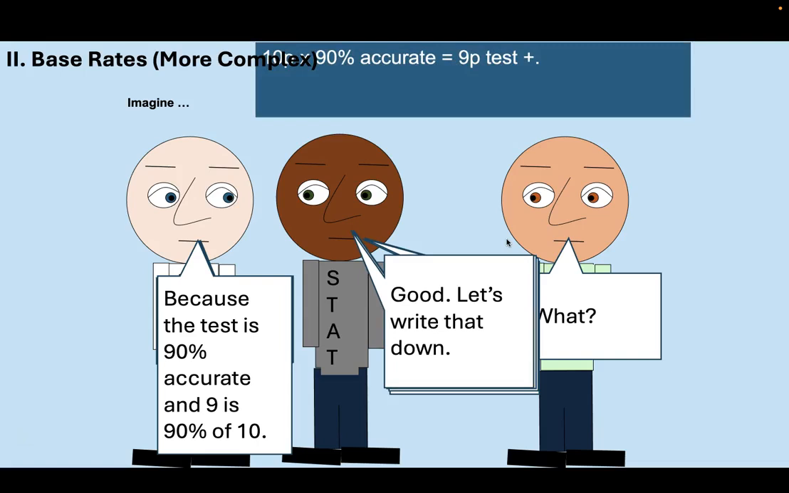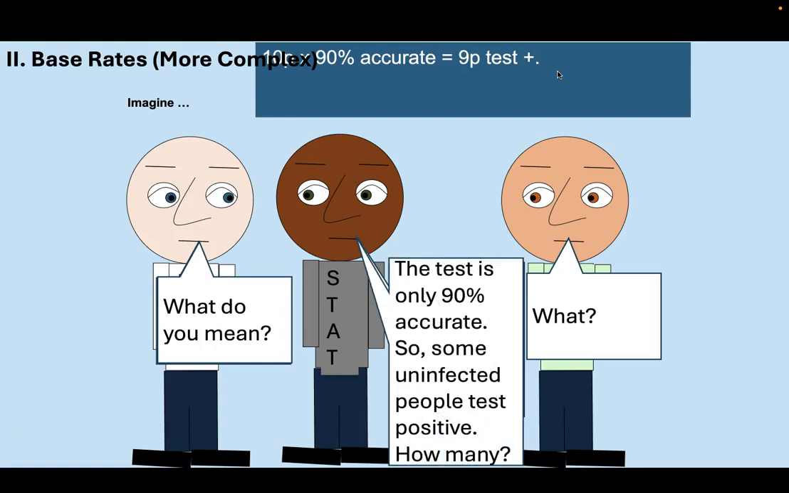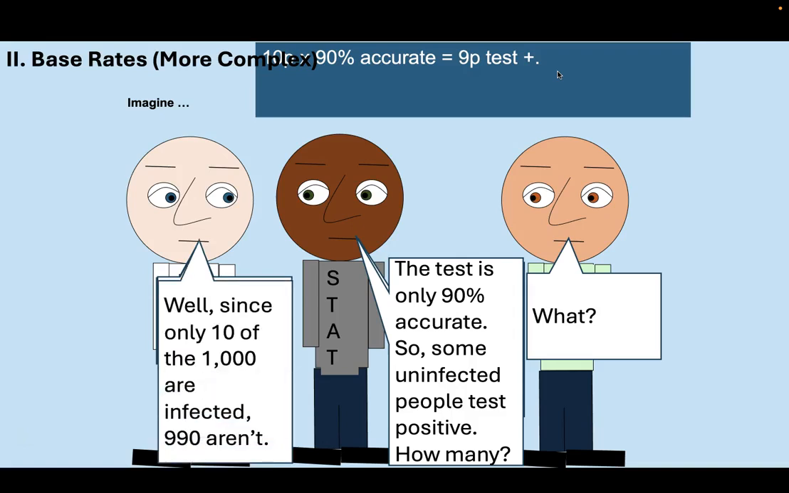So we've got our test, our 10 people, 90% accurate test, so we get 9 positive tests from people who actually have the virus. Now, how many people who don't have the virus are going to end up testing positive? Asks the statistician. And the doctor says, what do you mean? And the statistician says, well, look, the test is only 90% accurate. So some people who don't have the virus, they're not actually infected, are going to test positive. How many of them will there be? And the doctor says, well, since only 10 of the 1,000 are infected, that means 990 of the people I tested are not actually infected.